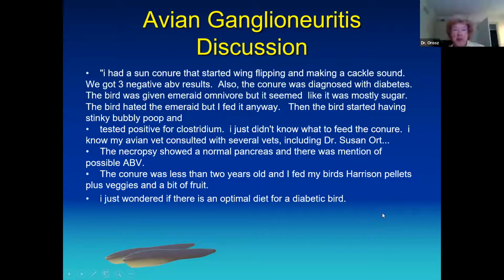Yeah, okay, so here's the problem. Emeraid Omnivore is not mostly sugar. It consists of some simple and complex carbohydrates, but it's balanced out from an amino acid and a fatty acid perspective. So it's balanced somewhat like a pellet, but not quite. It's balanced in terms of fats, protein, and carbohydrates, but the carbohydrate is simple and complex. It's not just simple, which sugar is. I know because I was one of the people that worked on this original formula.